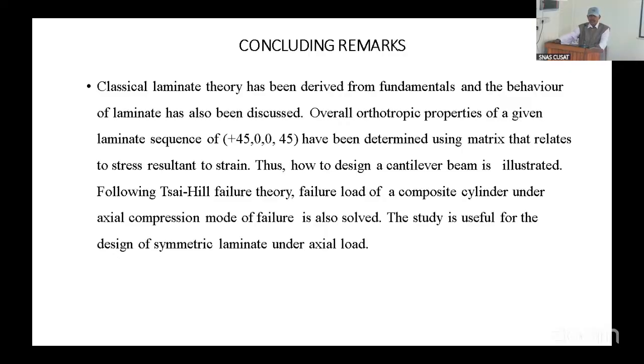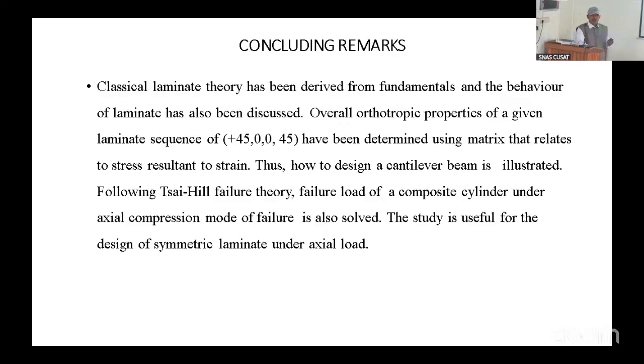So that way, 6 GPa, 6 means you put 7. So you have only 147.7. E1 is 140, E2 is 7, G12 is 7. So easy to remember. All are in GPa. Typical Poisson ratio is 0.3.